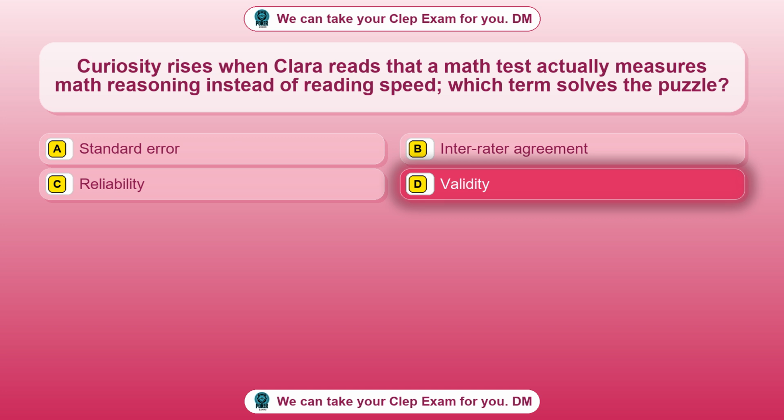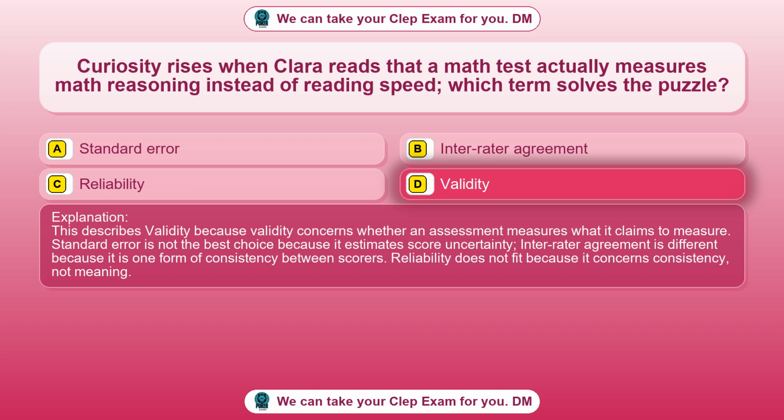Validity. This describes validity because validity concerns whether an assessment measures what it claims to measure. Standard error is not the best choice because it estimates score uncertainty. Inter-rater agreement is different because it is one form of consistency between scorers. Reliability does not fit because it concerns consistency, not meaning.